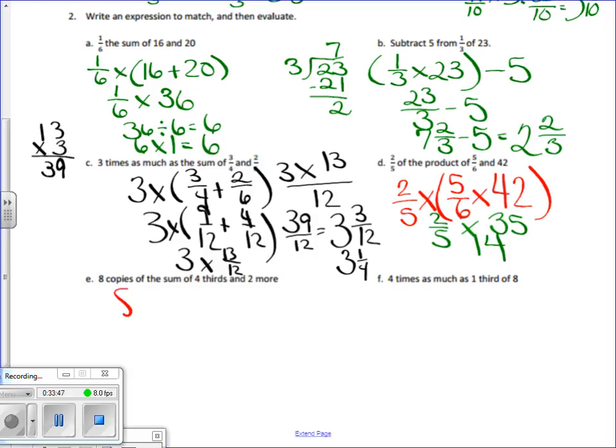So it's 8 times something. 8 copies of the sum of something. So 8 times the sum of 4/3 and 2 more. So I'm just doing one thing at a time, what it's telling me. 8 copies of the sum of 4/3 and 2 more.